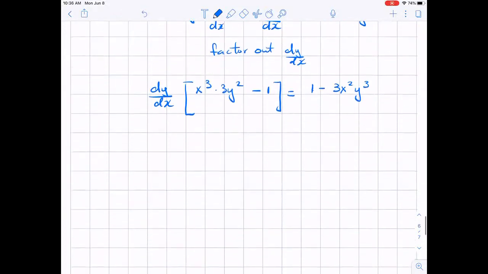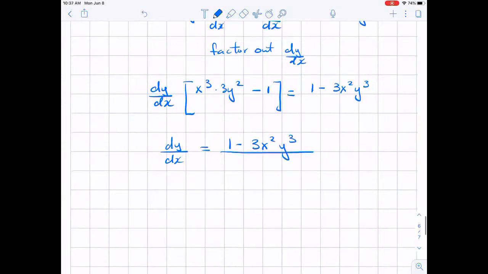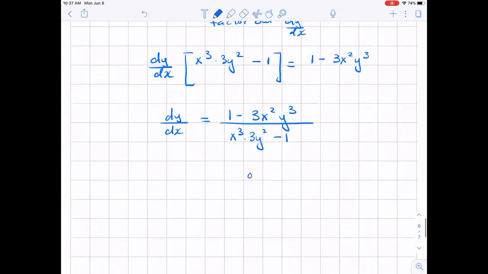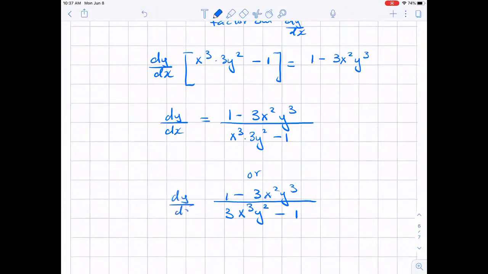And if we now isolate dy/dx or solve, dy/dx is equal to 1 minus 3x squared y cubed divided by x cubed 3y squared minus 1. Or another way of writing it, you could say 1 minus 3x squared y cubed divided by 3x cubed y squared minus 1. Because these are all products, the order doesn't matter. And this is your dy/dx.